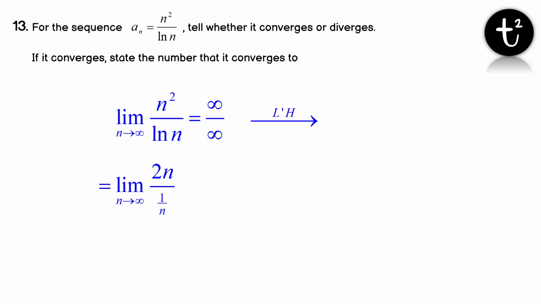Derivative of the top, derivative of n squared is 2n. Derivative of the bottom, derivative of natural log of n is 1 over n. Before I actually plug in this limit, I am going to make a simplification here. 2n divided by 1 over n, if we flip and multiply, or multiply by the reciprocal of that denominator, we get the limit as n goes to infinity of 2n squared. Now when we plug in infinity for n, we can see that this limit goes to infinity. So finally, this sequence will diverge.